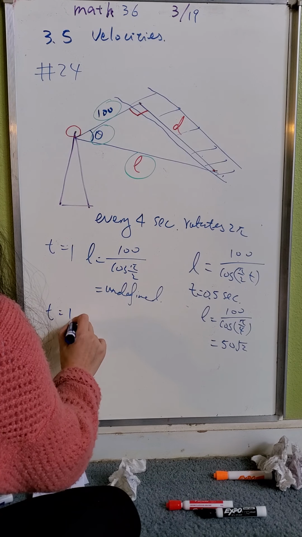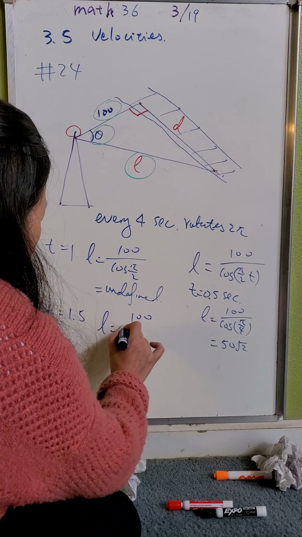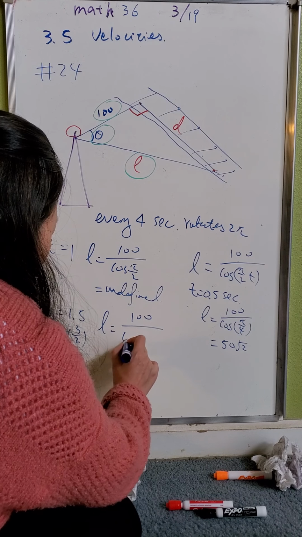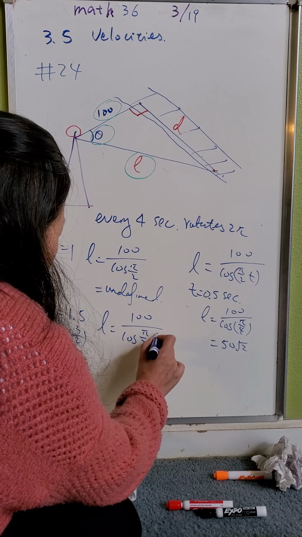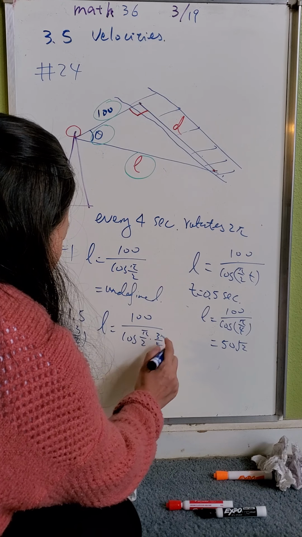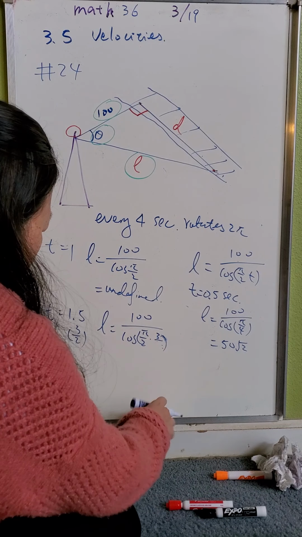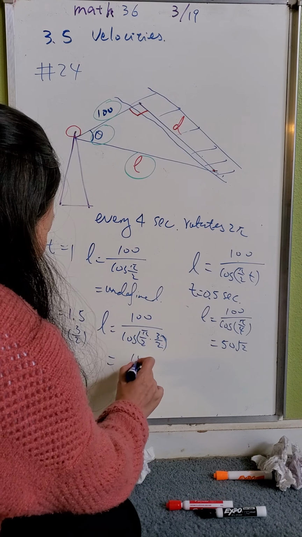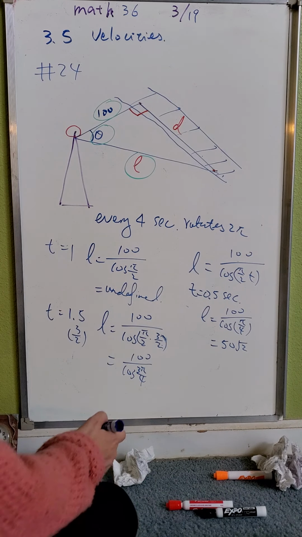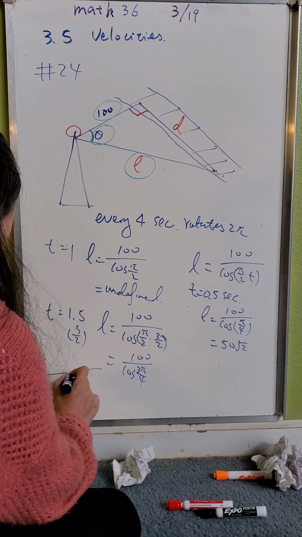Okay, it comes to the ocean. And t is equal to 1.5. They want to find another one. So your L is equal to 100 over cosine. 1.5 same as 3 over 2. Okay, so that's the cosine pi over 2 times 3 over 2. It's 3 over 2. And that's equal 100 over cosine 3 pi over 4. Cosine 3 pi over 4 is in the second quadrant.